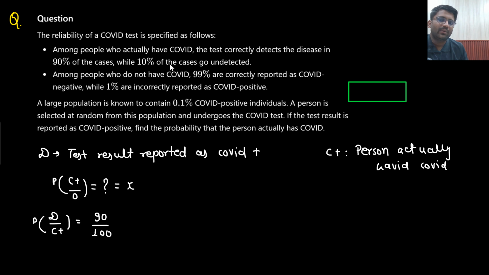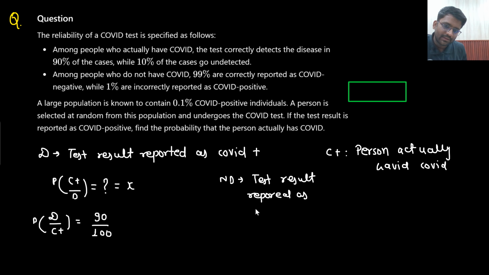Next, sir, why you did not write down about 10%? So we already know the person who is actually having COVID positive, but the test is saying that you are not COVID positive. Let's just say I define another variable, that is ND. ND I am defining, the test result reported as COVID negative. Okay, what does that mean? Probability that the person is actually having COVID positive, but the test is saying that you are not having COVID positive. What is those chances? Those are 10 by 100.